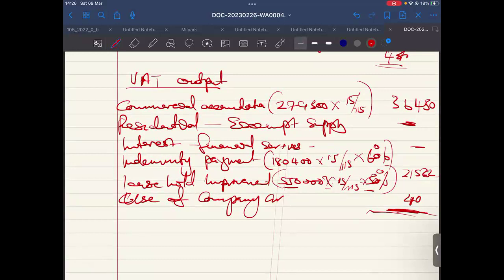36,430 plus 21,252 plus 40. We did not calculate the total of the indemnity payment. Sorry, there's no total here. Why did you put a dash? 180,400 times 15 over 115 times 60%.